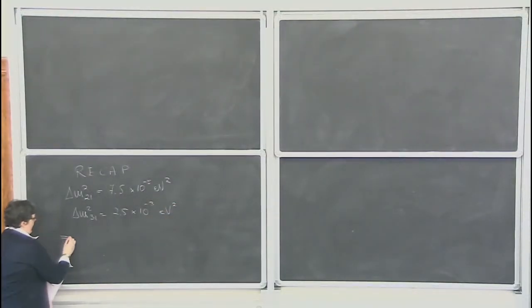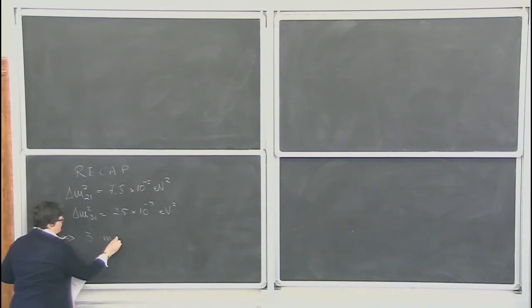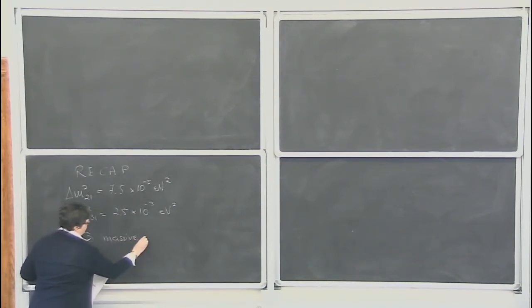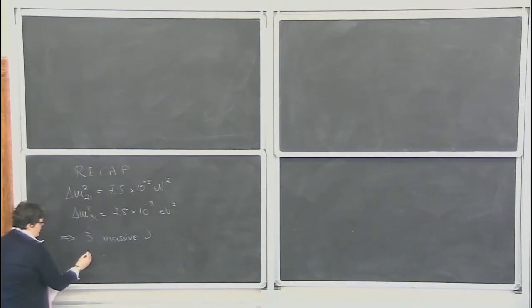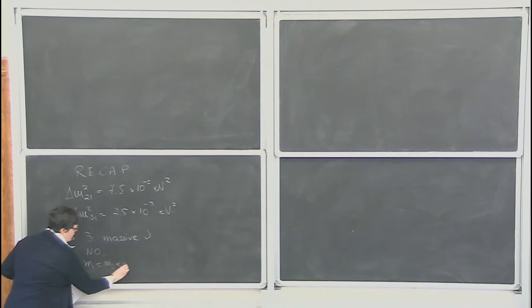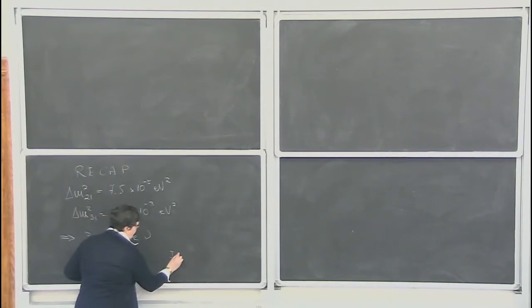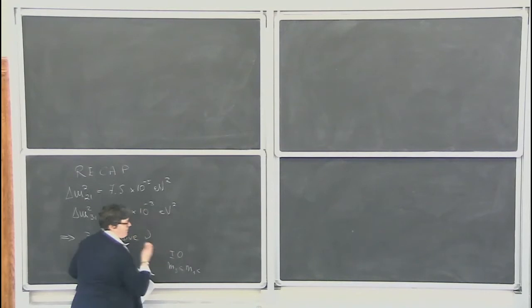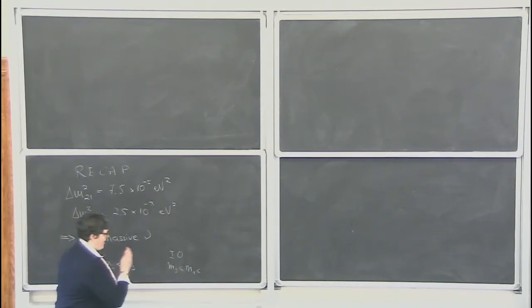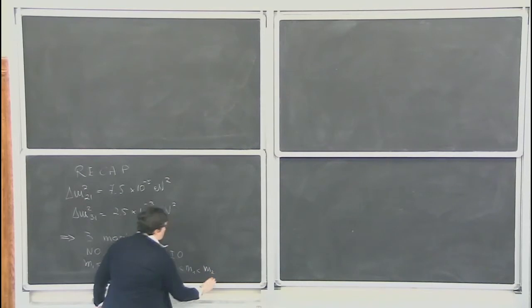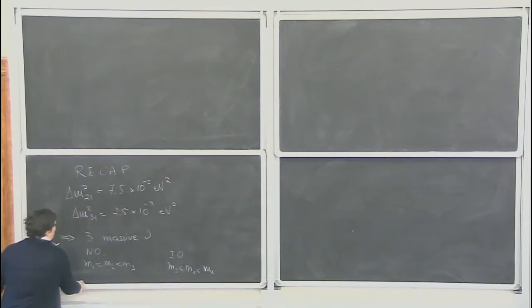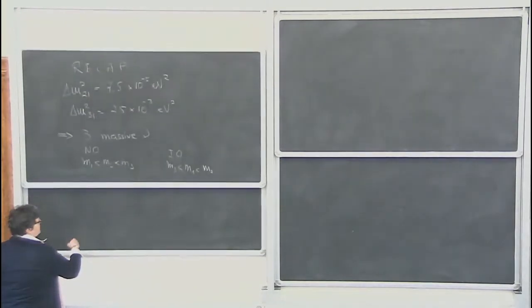And we said that this implies that there are three massive neutrinos, at least, whose masses can be ordered in two ways. The normal ordering, where you have M1 smaller than M2 smaller than M3, and the inverted ordering, where you have M3 smaller than M1 smaller than M2, yeah. Okay, and then three mixing angles.